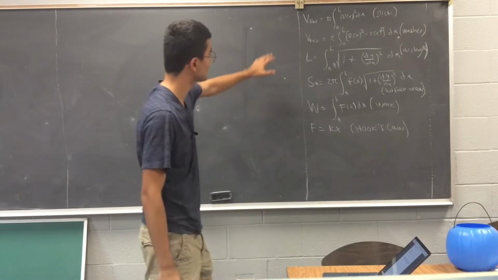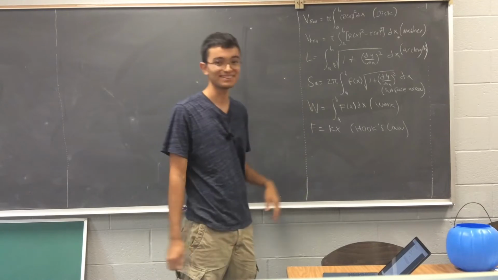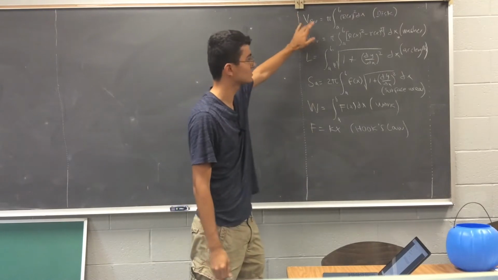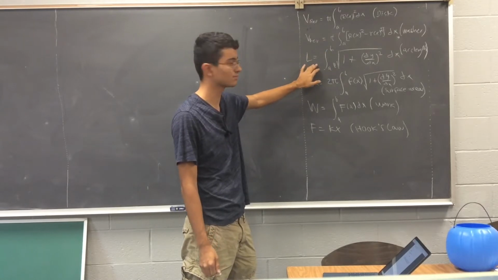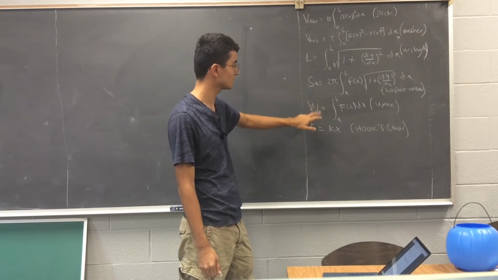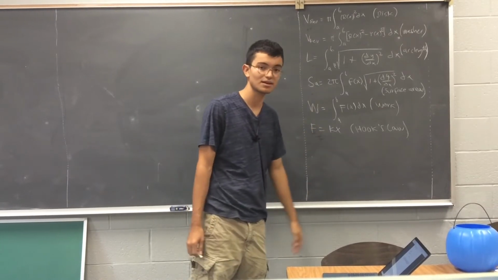Over here we have a box of formulas that you're going to need for the exam. Here we have volumes of revolution using the disk and washer method, the arc length formula, the surface area formula, work, and this is Hooke's law. You're going to need Hooke's law for the problems.